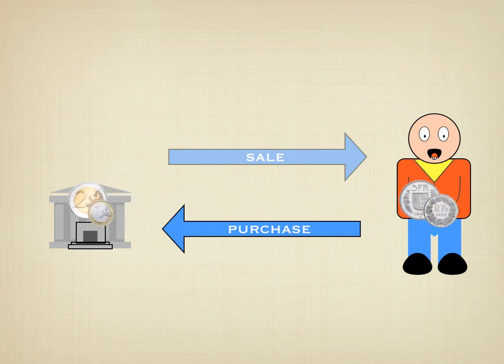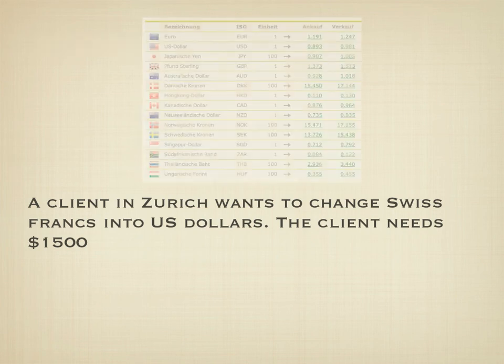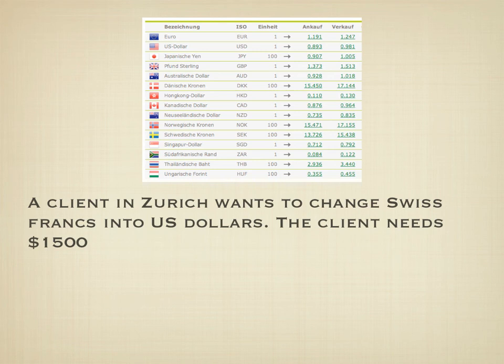In order for the bank to make a profit, there are two different exchange rates, one for the purchase and one for the sale. An example. A client in Zurich wants to change Swiss francs into US dollars. The client needs $1,500. In this case, we can see on the table that we need the exchange rate for the sale.